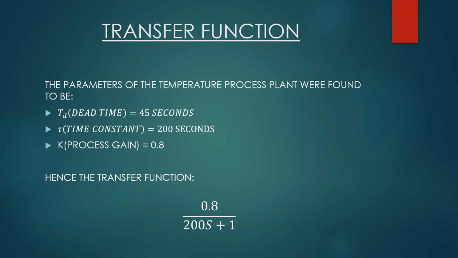After conducting the experiment, the parameters of the temperature process plant were found. The dead time was equal to 45 seconds, the time constant was equal to 200 seconds, and K, the process gain, was equal to 0.8. Hence, the following transfer function was found.